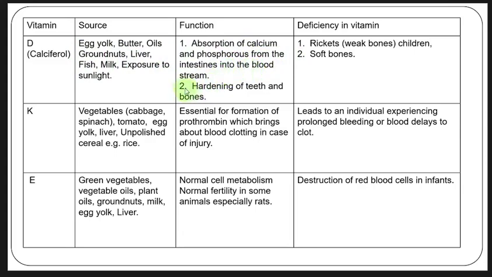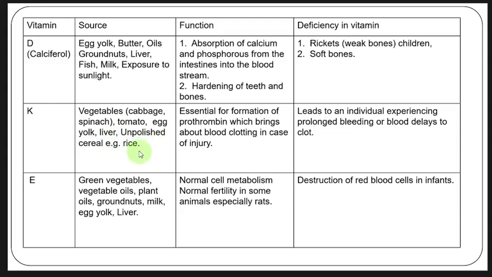All right, so another function is in the hardening of teeth and the bones, and deficiency in vitamin D causes rickets, which is weak bones in children, and soft bones. Next, we move to vitamin K, and the sources of vitamin K are vegetables such as cabbage, spinach, and also tomato, egg yolk, liver, and polished cereals, e.g.